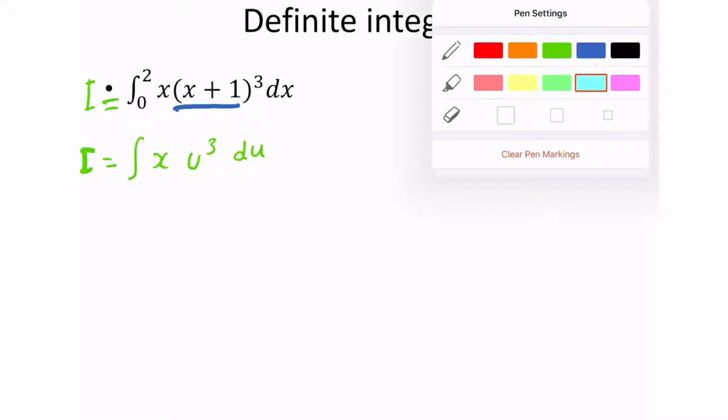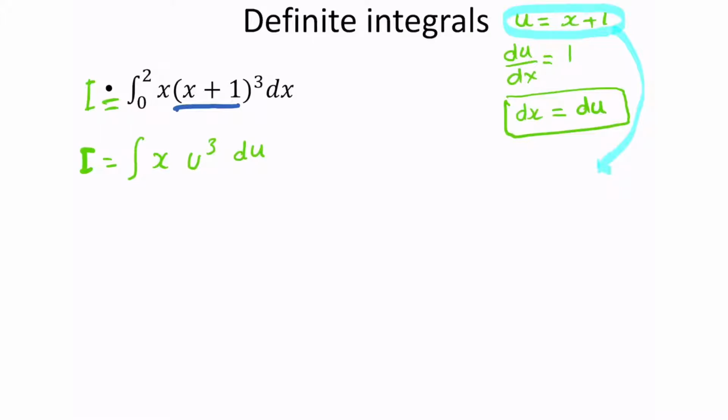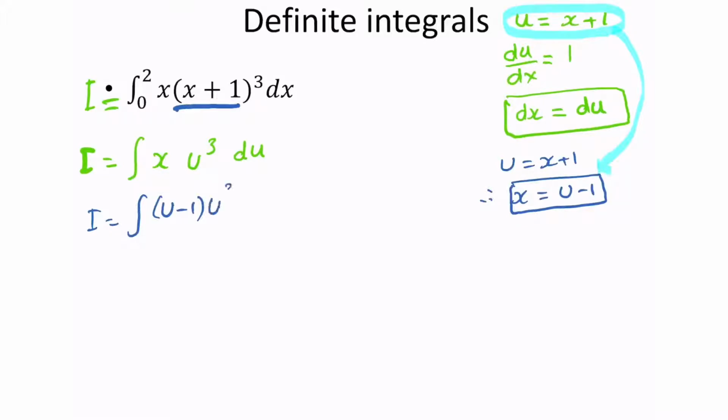So x in this case, because u equals x plus 1, therefore x will be u minus 1. Okay, so I'll use this in my integration. So I equals, instead of x is going to be u minus 1 multiplied by u to the power 3 du.